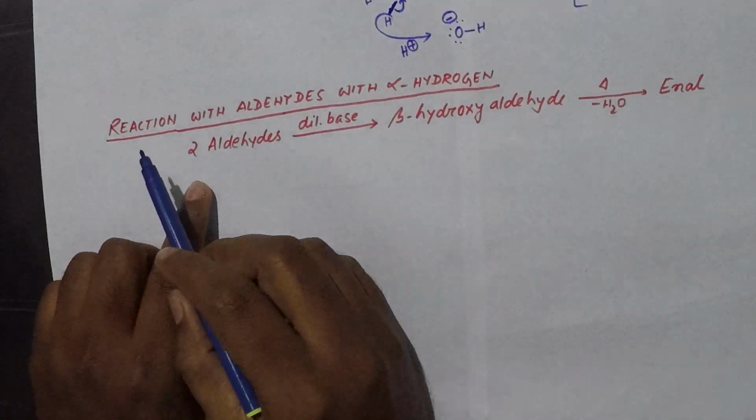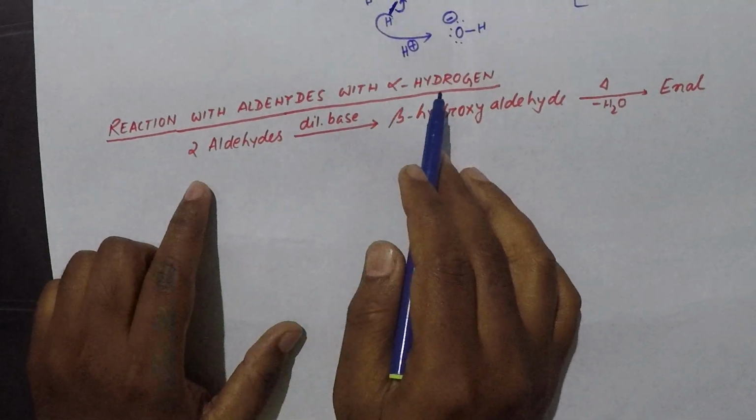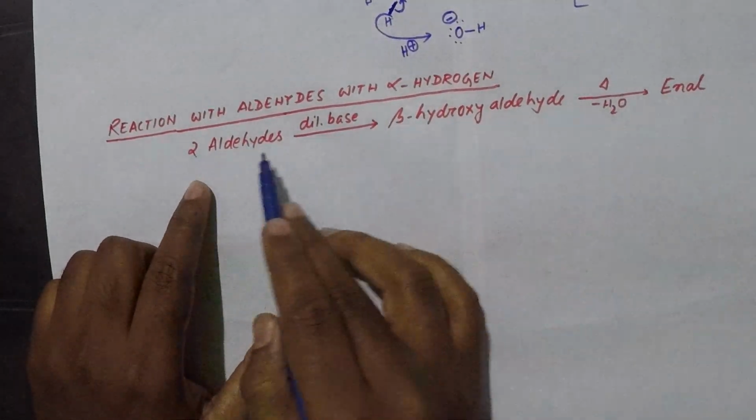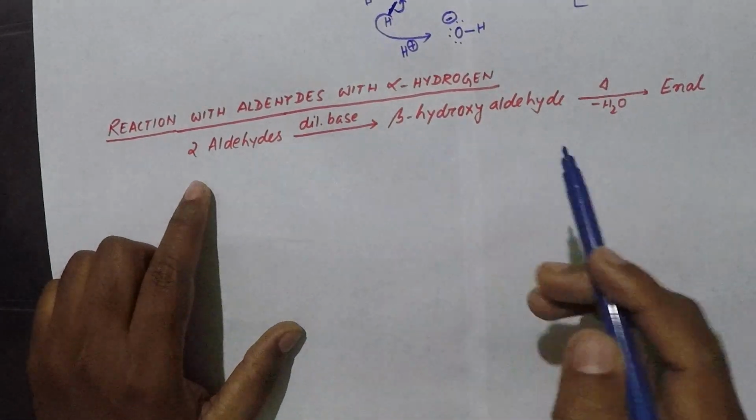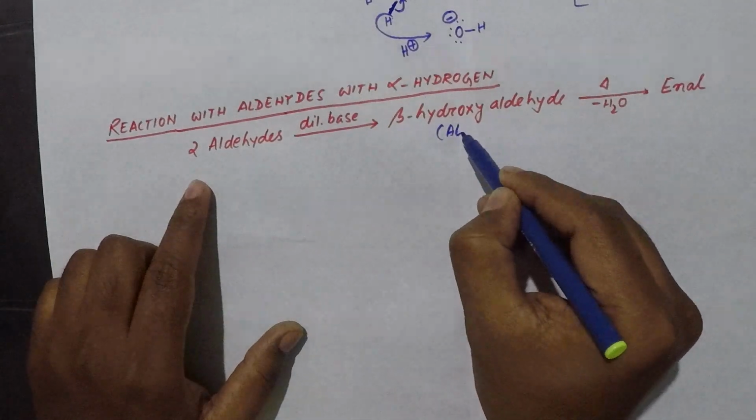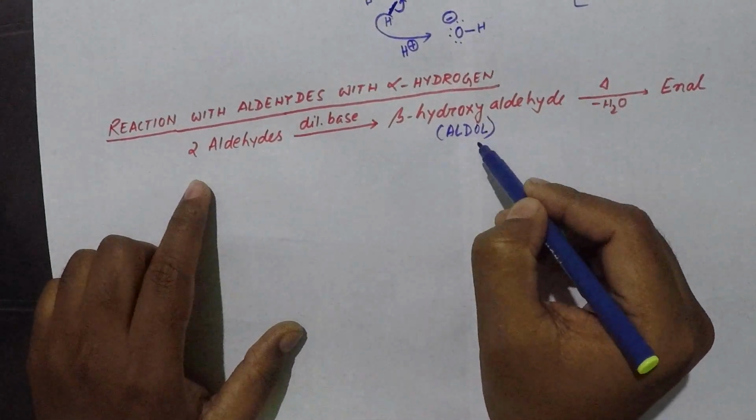So I'm going to discuss aldehydes having alpha hydrogen. The basic reaction is that two aldehyde molecules in the presence of dilute base form beta hydroxy aldehyde, which is also known as aldol, right? I'll discuss why it is called aldol.